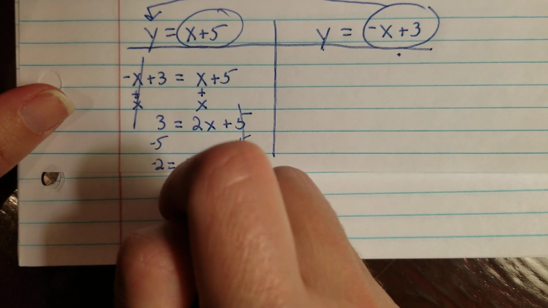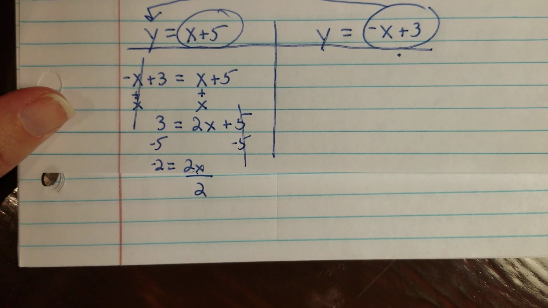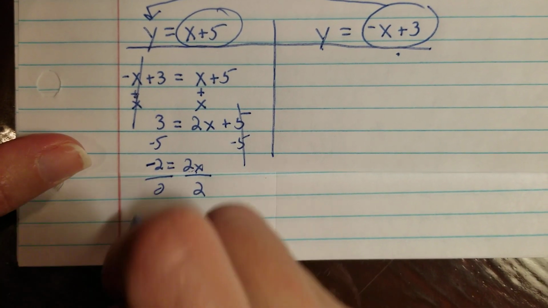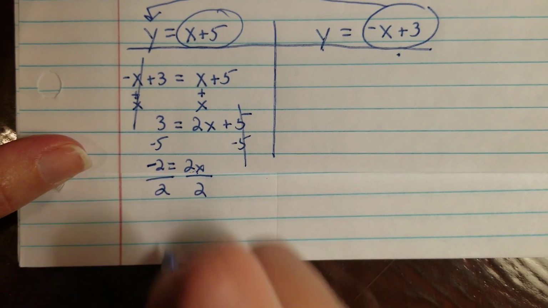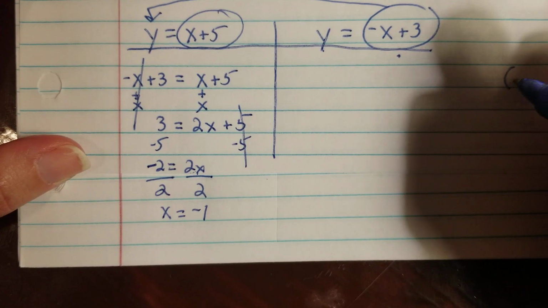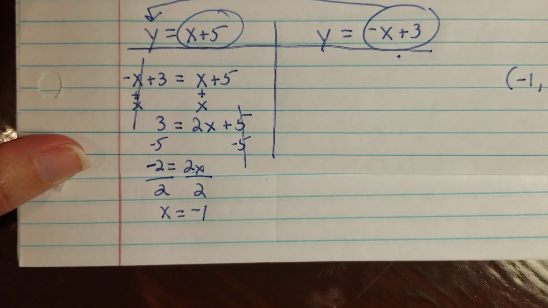Then I want to undo this multiplication here by dividing by 2. So remember, that's a negative 2. Negative 2 divided by 2 gives me a negative 1. So my x is negative 1. So I've got my x part. Now I need my y.